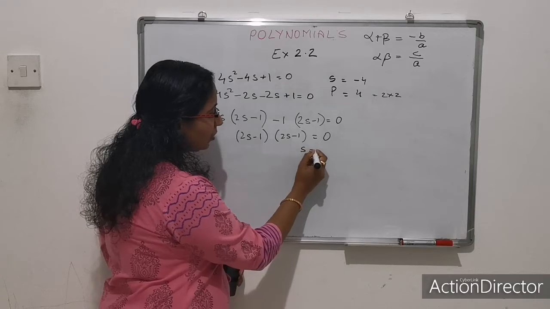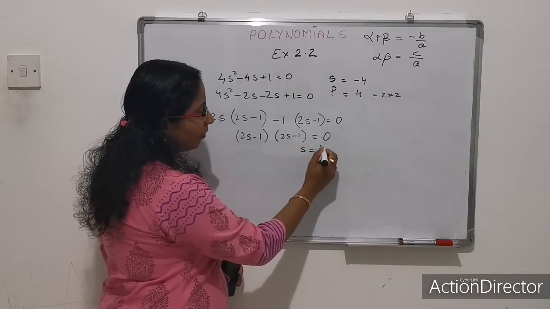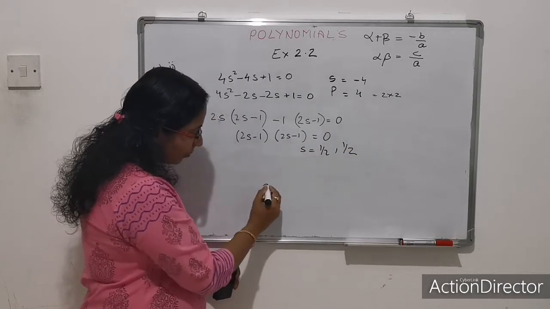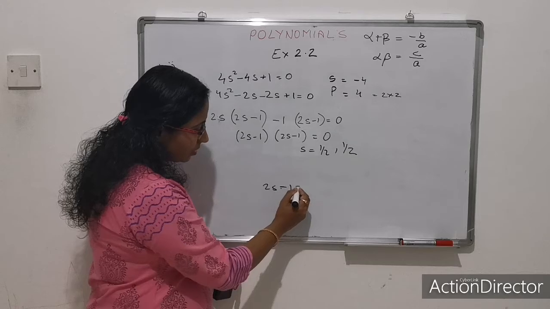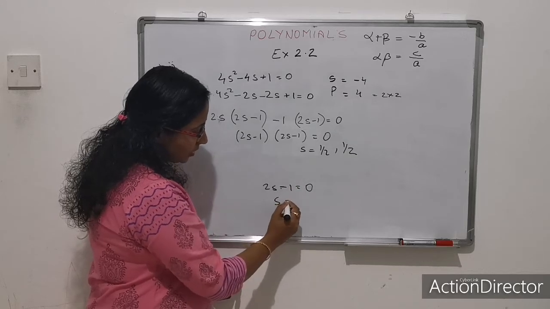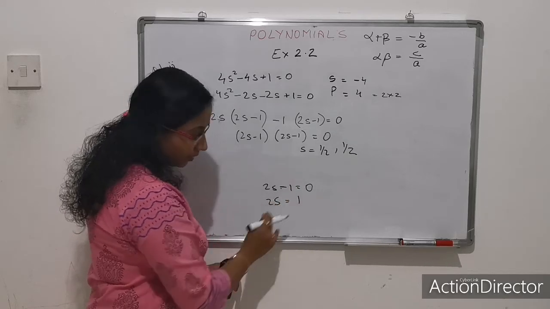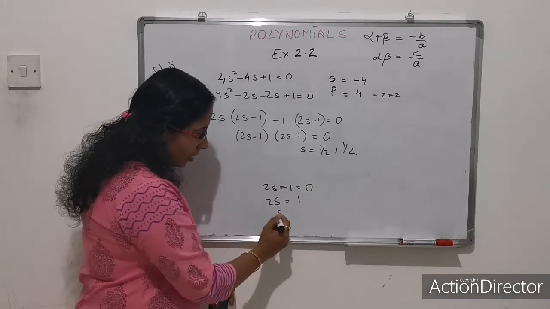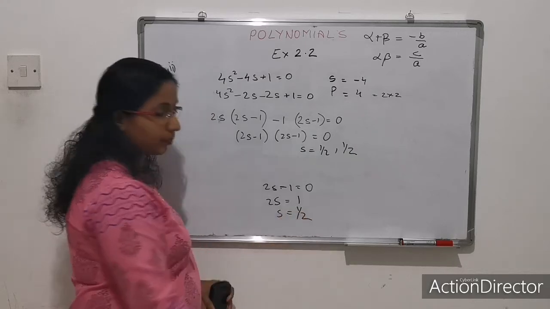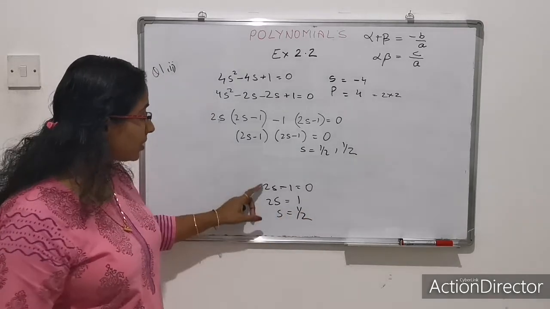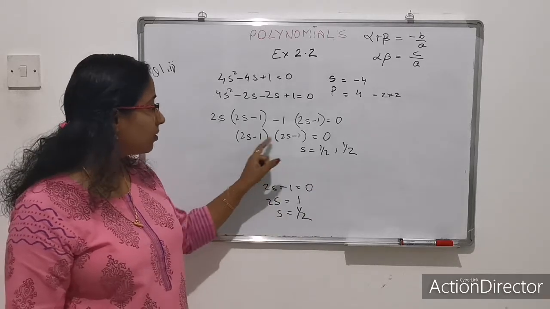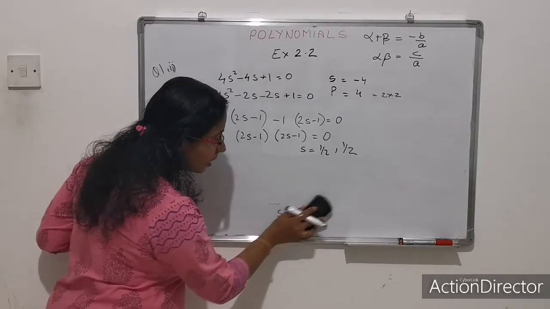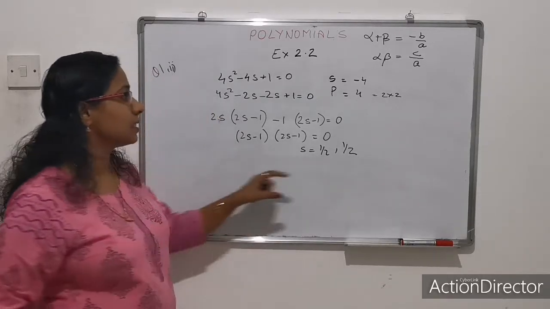So 2s minus 1, s is equal to 1 by 2, comma, 1 by 2. How is this happening? 2s minus 1 is equal to 0. 2s is equal to 1, this minus 1 goes over here. So s is equal to 1 by 2. Clear? So this is how you get s as 1 by 2. Since both are the same, we are getting both the same. So alpha and beta are the same in this case.